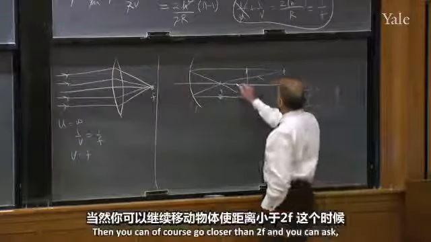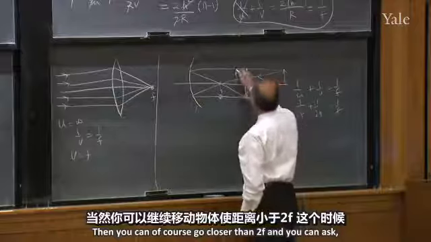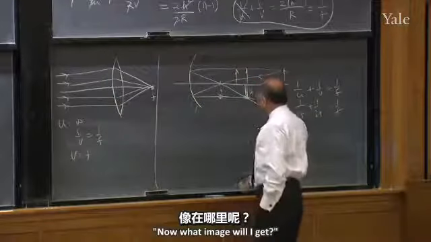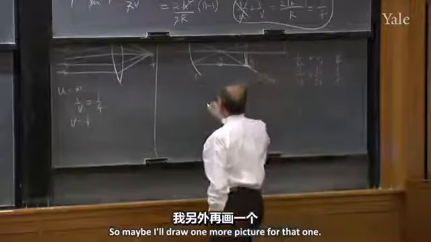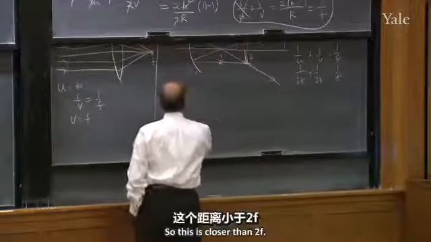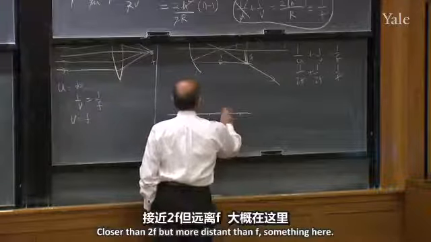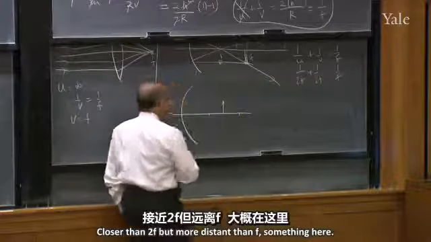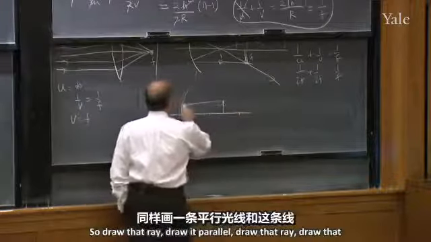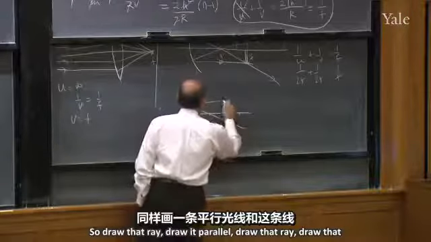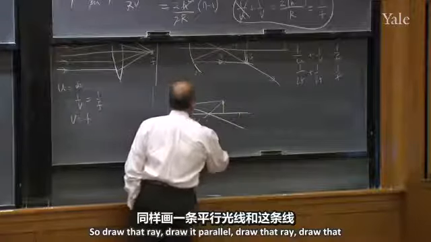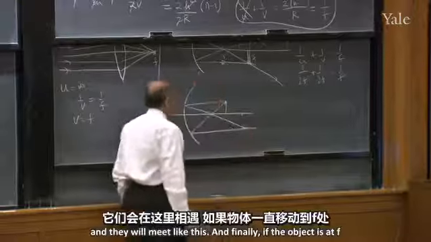Then you can, of course, go closer than 2f, and you can ask, what image will I get? So maybe I'll draw one more picture for that one. So this is closer than 2f, but more distant than f, something here. So draw that ray, draw it parallel, draw that ray, draw that, and they will meet like this.